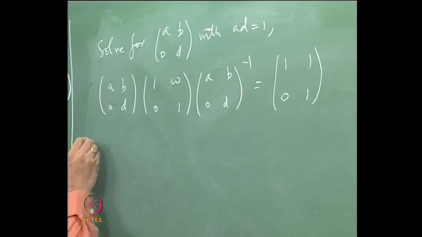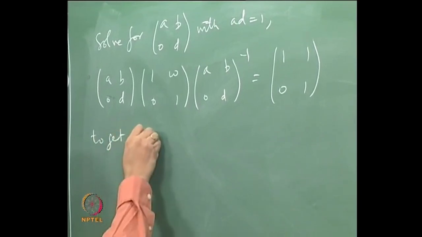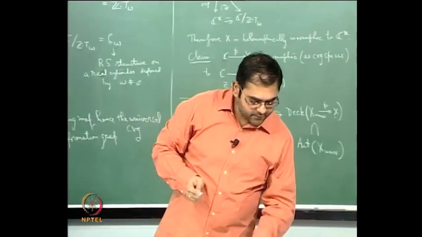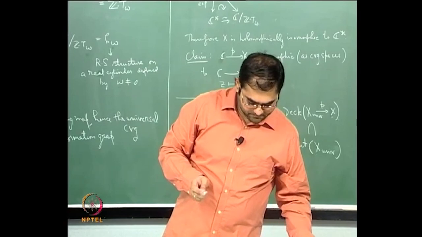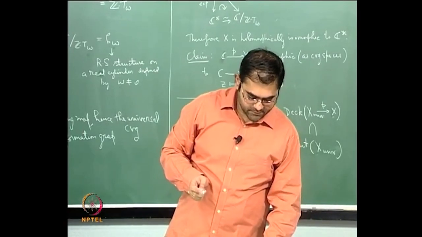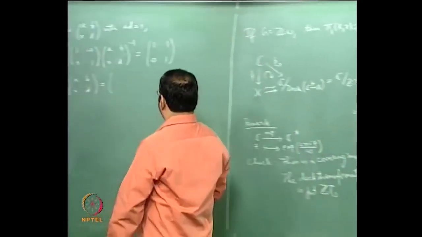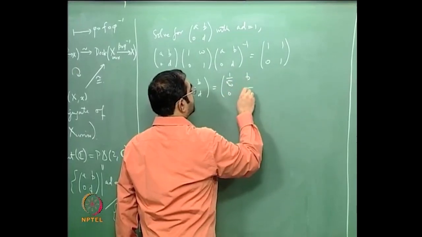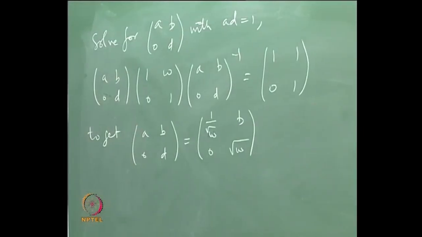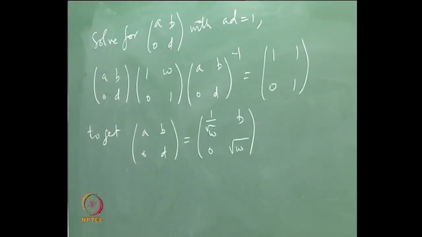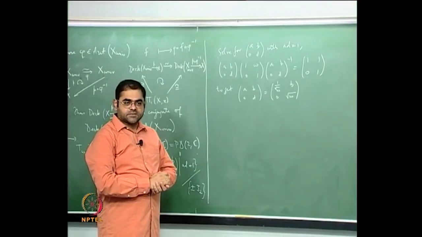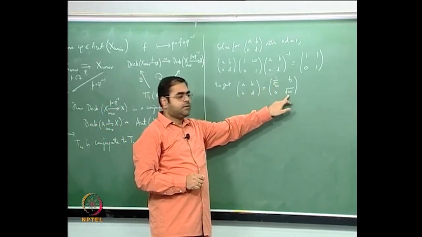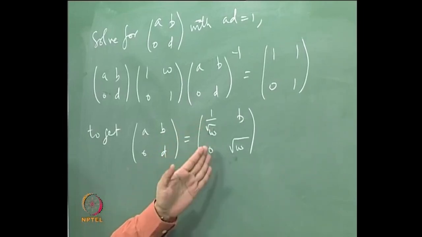See, you can solve for this. It's a simple calculation. What you will get is that a b 0 d is just going to be 1 by root omega, b, 0, root omega, where b is any complex number. Mind you, omega is non-zero, so it has a square root. Choose any one square root, there are two, and you take 1 by root omega and root omega here. Now this is clearly determinant 1, and this is a Mobius transformation.